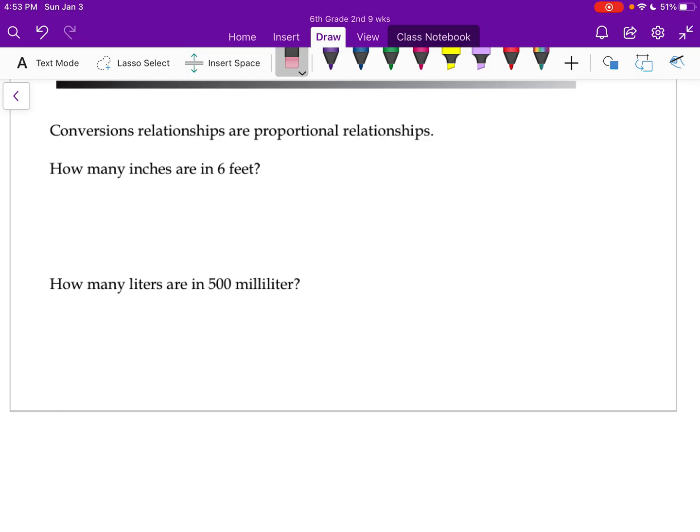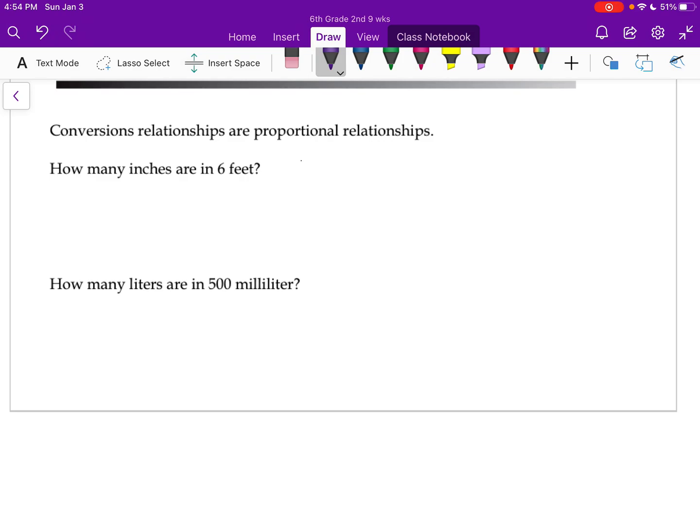Well, one thing that we have to know and remember is that conversion relationships are proportional relationships. They're proportional relationships because it's like for every 1 foot, every 1 foot has 12 inches in it. Right? It doesn't change. It's the same over and over and over again. So it's going to create a proportional relationship. All right, so let's look at this first question here. It says, how many inches are in 6 feet?